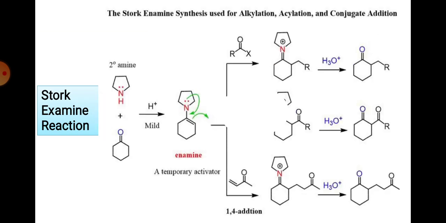Another example is the Stork enamine reaction, one of the famous reactions in carbonyl chemistry. It involves formation of an amine or imine, depending on the type of amine used. C-N single bond is an amine, C=N double bond is called an imine, and C≡N triple bond is called a nitrile. But here, first of all, the reaction is between the carbonyl compound and, preferentially, a secondary cyclic amine, in the presence of acid, which is converted to an enamine.